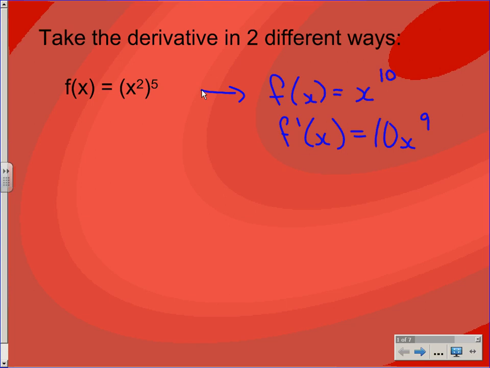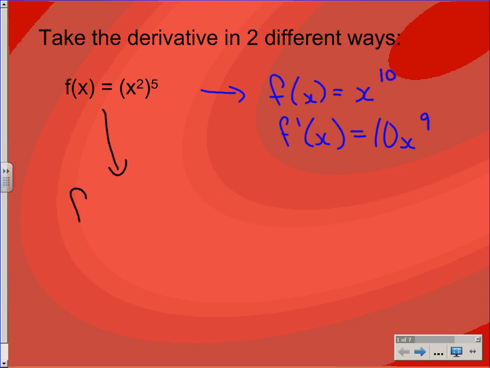But the way I want to think of it, and again, I think it's going to help to think of it this way based on what I'm going to try explaining to you later. If we want to take the derivative of this, think of it as a chain rule. So the chain rule was the derivative of the outside times the derivative of the inside.